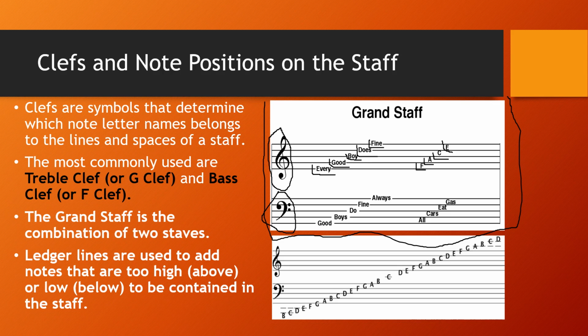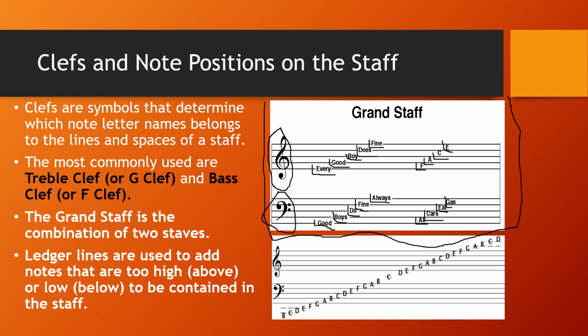Then on the bass clef, the first line is G, the second is B, the third is D, the fourth is F, and the fifth one is A. Good Boys Do Fine Always. While the spaces on the bass clef, the first one is A, the second one is C, the third one is E, and the fourth one is G. Simply put, All Cars Eat Gas.